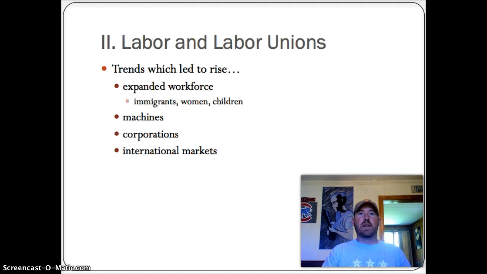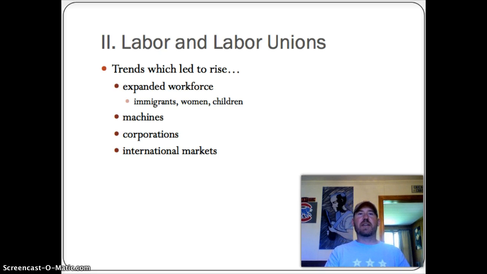to markets. Now, out of this factory system, industrialization becomes a response, and it comes in fact in the form of labor and labor unions. Now, the things that allow these unions to get going. Number one, you have an expanded workforce at this time. You've got a lot of immigrants, you've got a lot of women, you've got a lot of children working in these factories, and it's coming at the expense of basically white men, people who have traditionally worked in these jobs.